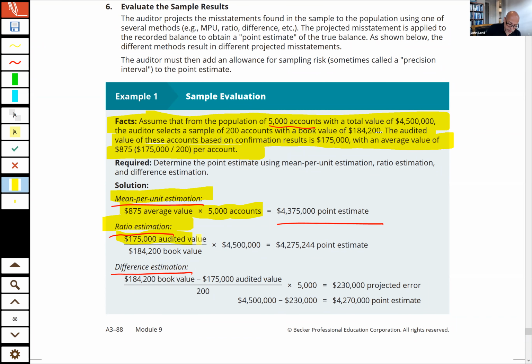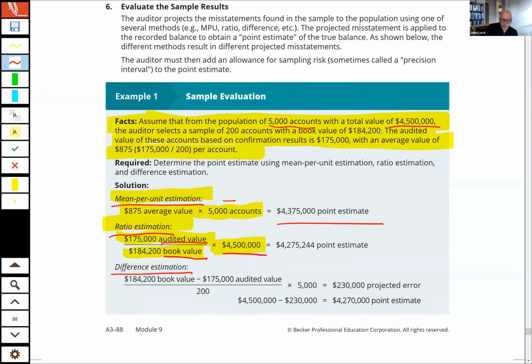Ratio estimation takes the audited values to the book values, multiplies that times what? Times the total. And here we do need to know the book value. Notice that for mean per unit, we didn't care what the book value was. We just simply came up with a point estimate, and then we were going to compare that to the book value to see if we had a material misstatement, but we didn't have to use the book values of any of our audited items. Here for ratio estimation, we will use the book value of those audited items to come up with a ratio.